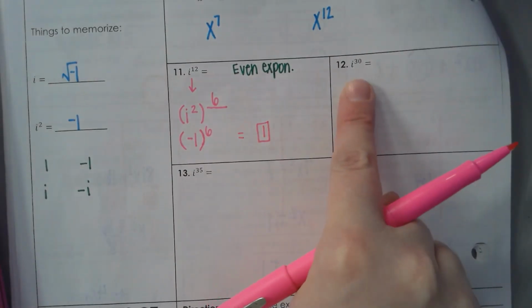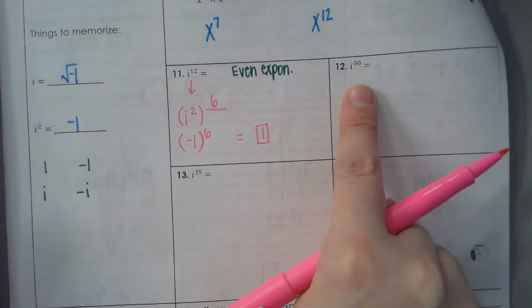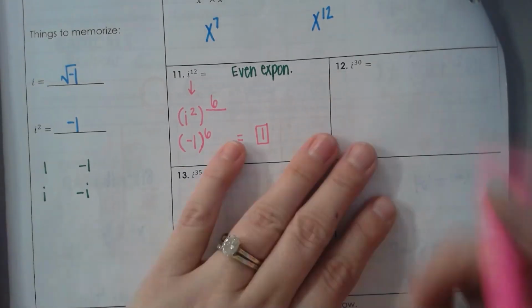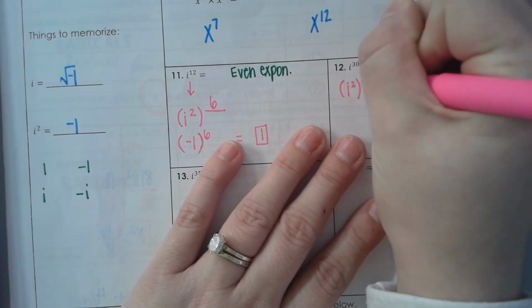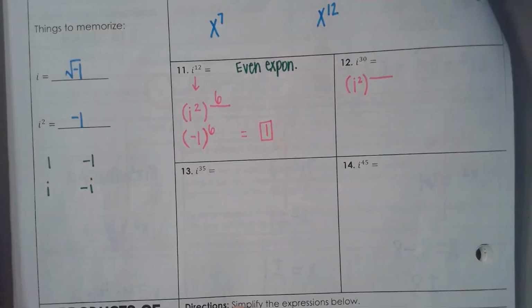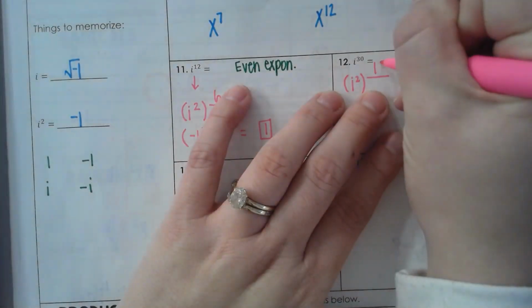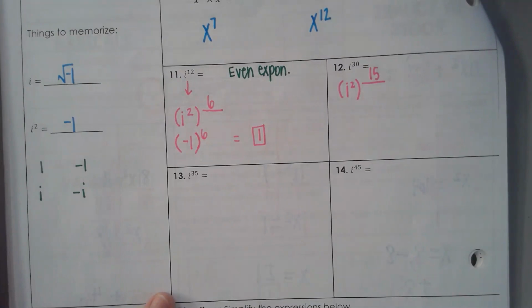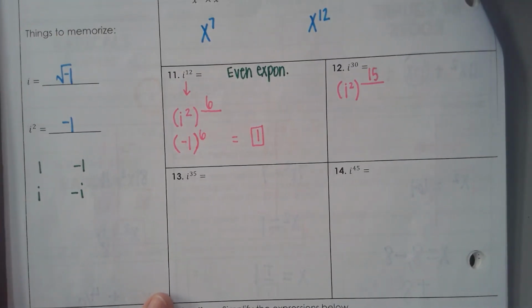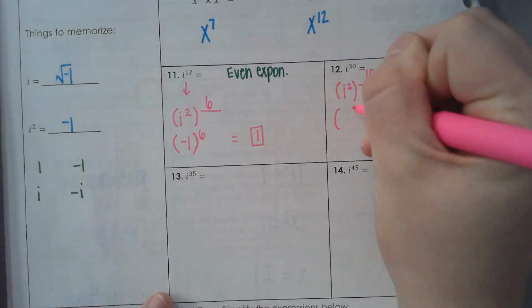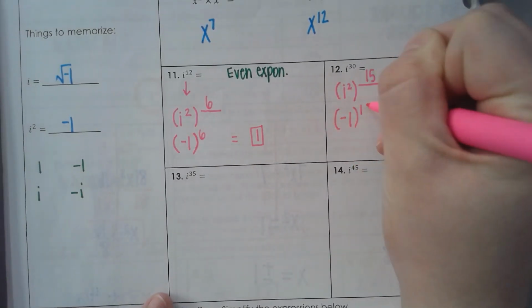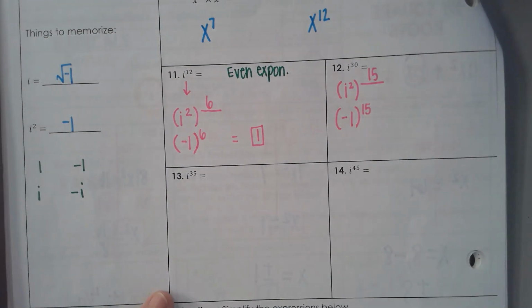And so number 12, that is an even exponent. So I can do it the same way. i squared to some power. It would need to be the 15th power. And the reason I do that is because I can replace the i squared with negative 1. And I can get rid of the i completely.